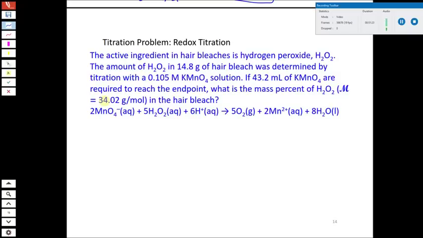So the active ingredient in hair bleach is hydrogen peroxide. So I got my hair cut last weekend, but I opted not to get frosted tips. I didn't use this stuff. But if you wanted to, you would use some sort of hair bleach that has hydrogen peroxide usually.